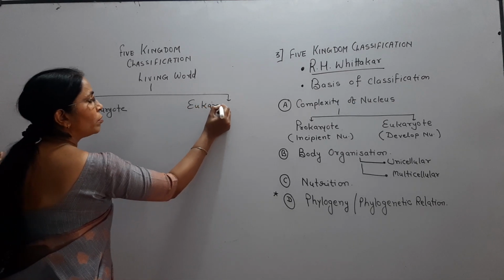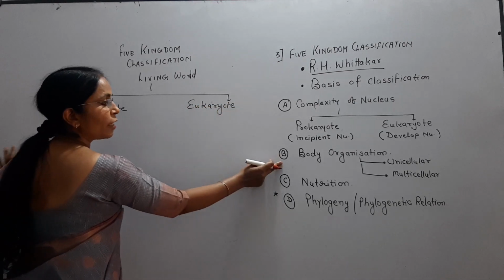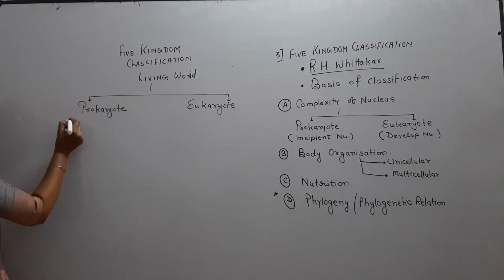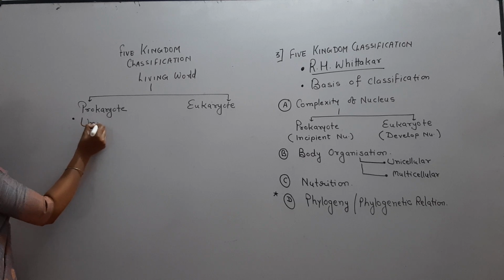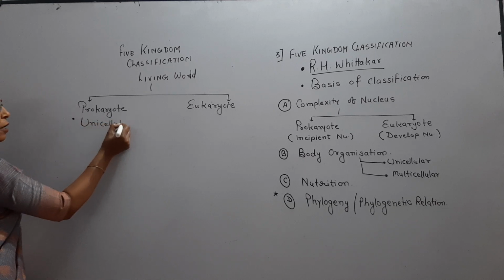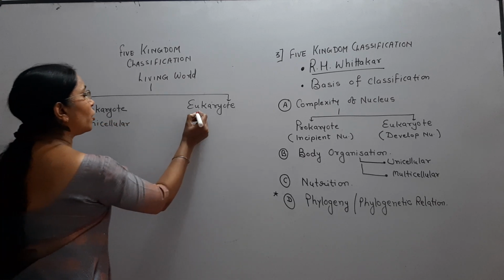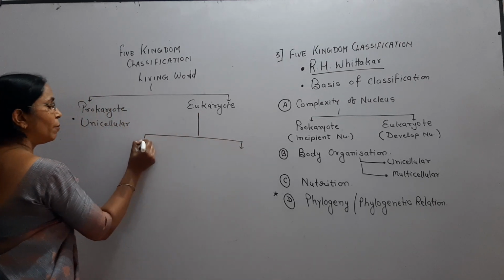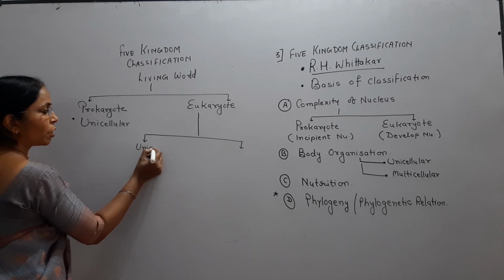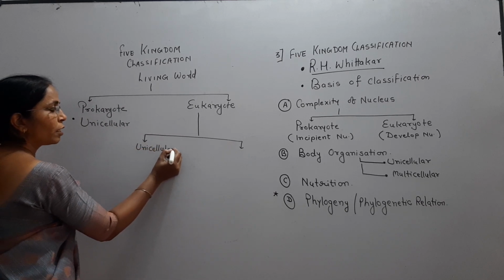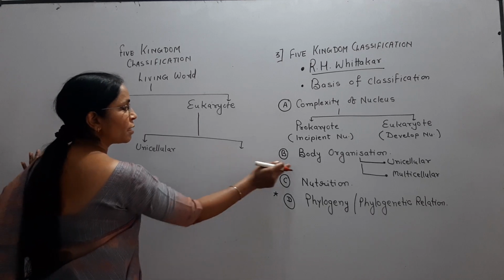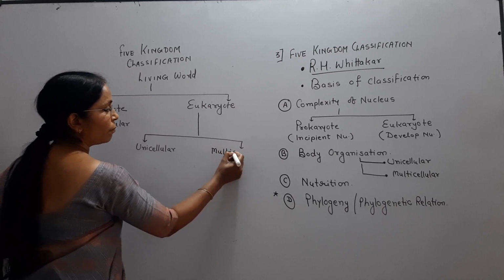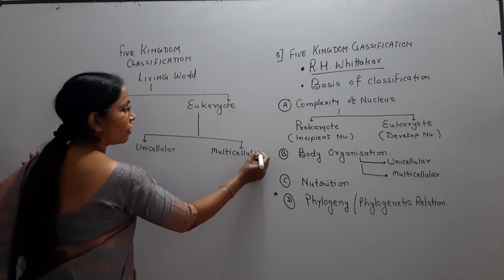Okay, now the second criteria of classification is body organization. In body organization, you remember all prokaryotes are unicellular in nature, whereas eukaryotes, you remember, may be unicellular or may be multicellular. So the eukaryotic group of individuals is further divided into two classes according to body organization, that is unicellular eukaryote and multicellular eukaryote. Is this part clear?